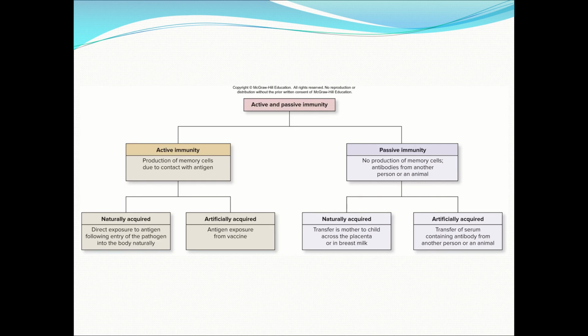So this sums up active and passive immunity. We can see in active immunity the production of memory cells due to the contact with antigen. Naturally acquired comes from direct exposure to the antigen following entry of the pathogen into the body naturally. Artificially acquired is through a vaccine. For passive immunity, no production of memory cells. Antibodies from another person or an animal are introduced. Naturally acquired passive immunity comes from transfer from mother to child across the placenta or in the breast milk. Artificially acquired passive immunity comes from the transfer of the serum containing an antibody from another person or an animal.